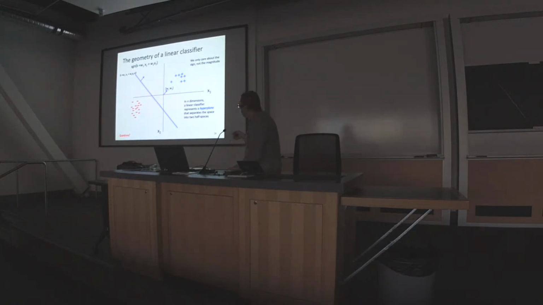And this view can be generalized to n-dimensional space, right? In n-dimensional space, a linear equality represents a hyperplane, which is why we call it a hyperplane in n-dimensional space. And the hyperplane will separate the whole space into two half spaces, here and here. So this is a geometric view of a linear classifier. Any question?